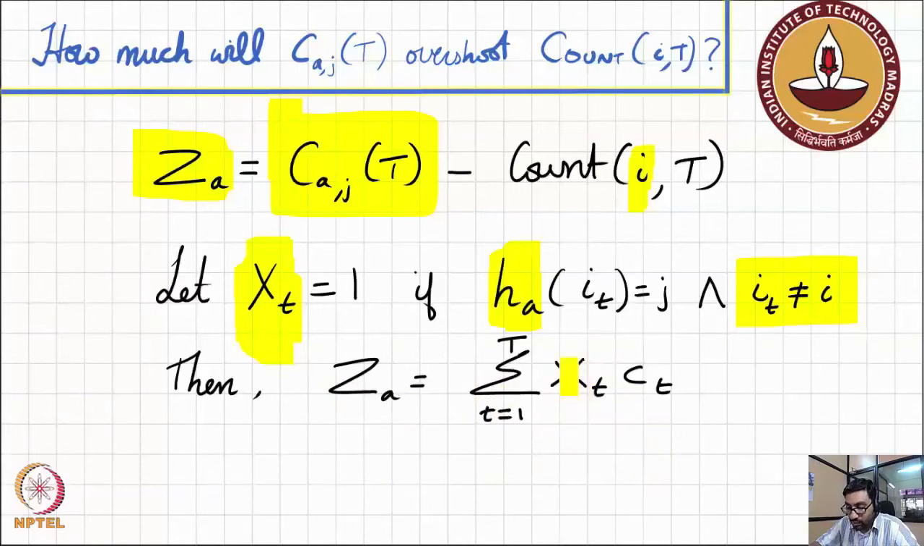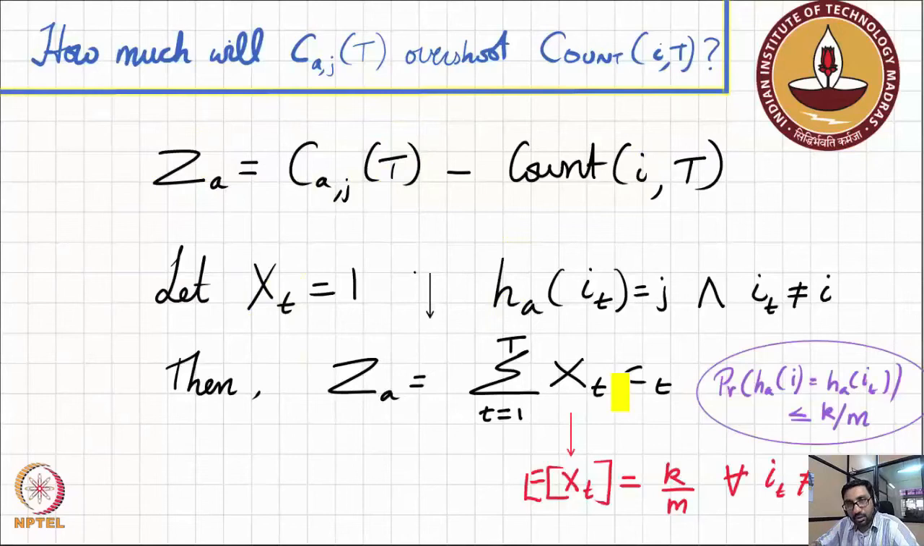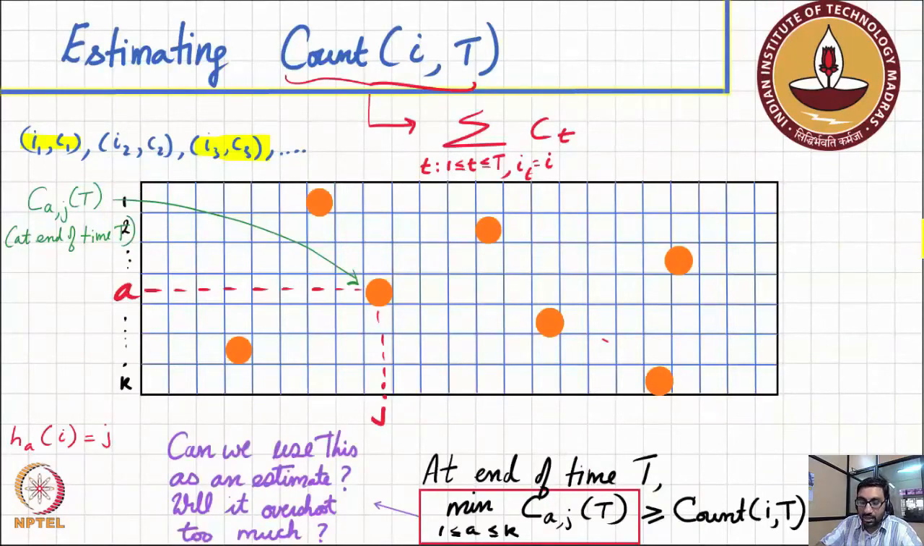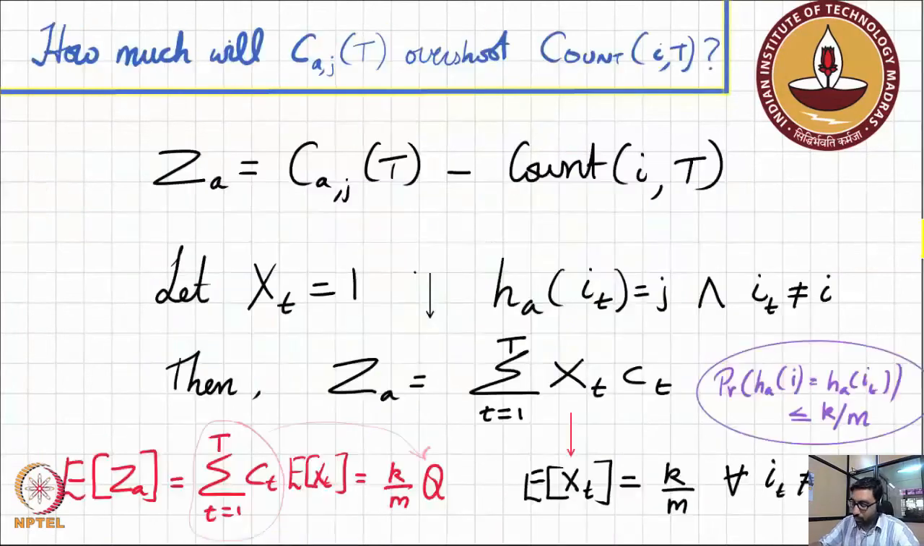Under this indicator variable, it's clear that ZA will be the summation over all t of xt, which gives you the indication as to whether that particular item should be counted in ZA or not, times ct. And remember that we are using hash functions drawn uniformly at random from a 2-universal family of hash functions. So the probability that a particular item that's not I will have the same location, these two items will have the same hash location with probability at most 1 over the total number of hash locations. But remember that in this table, the number of columns is m over k. So this probability is 1 over m over k, which is nothing but k over m.